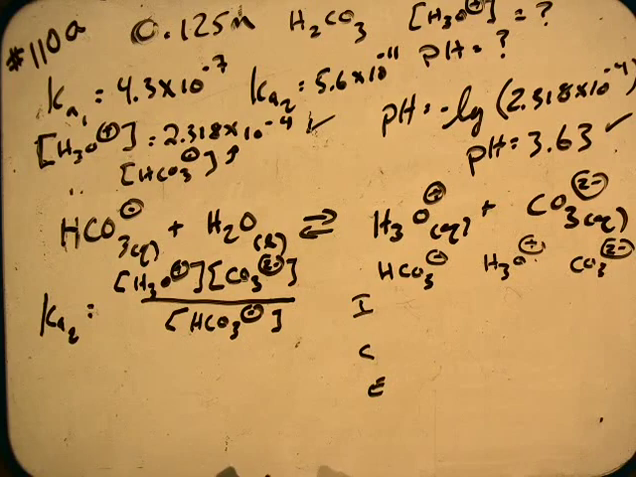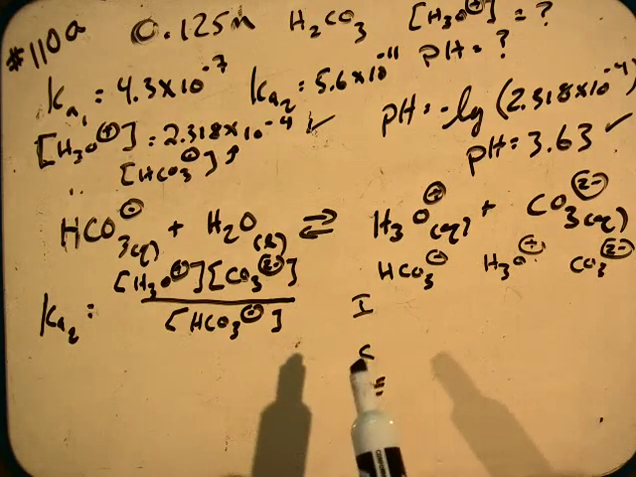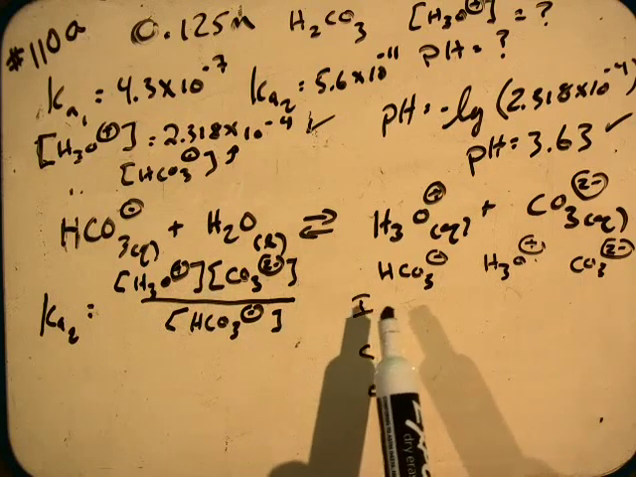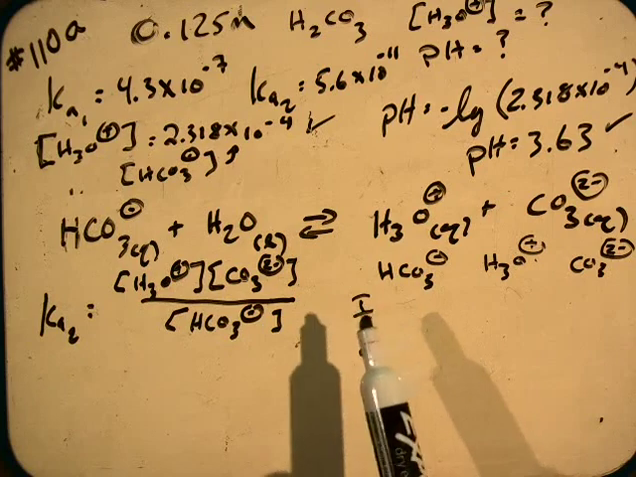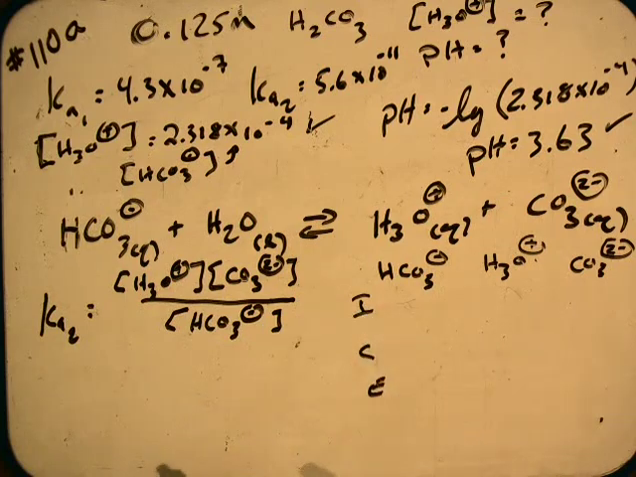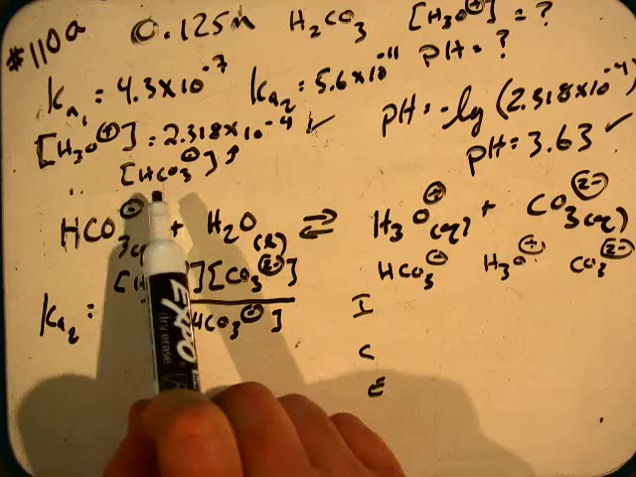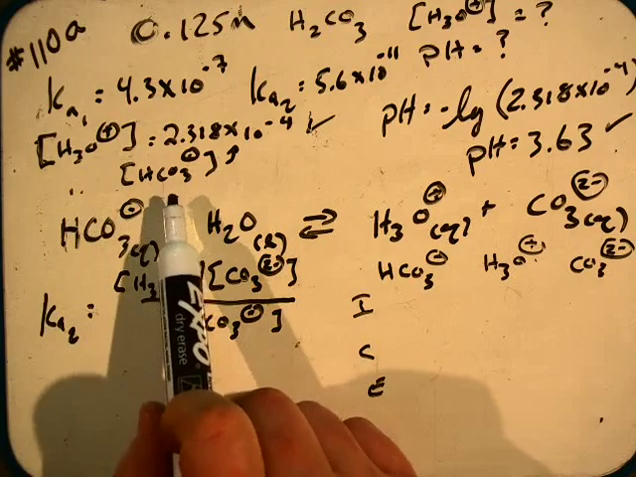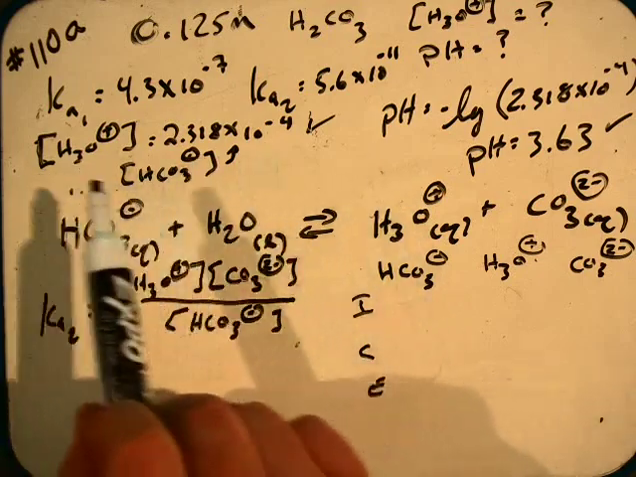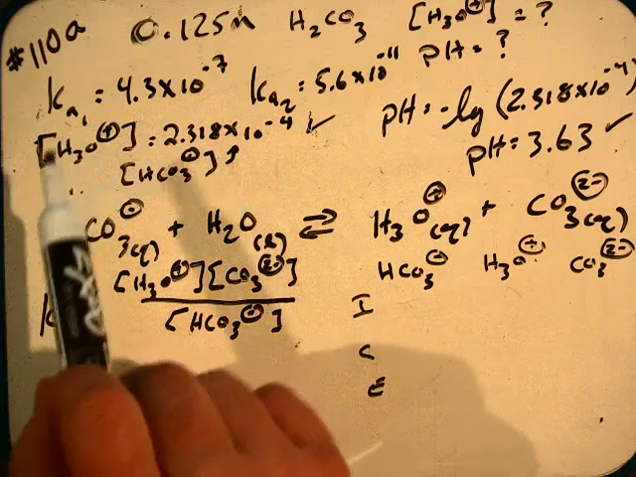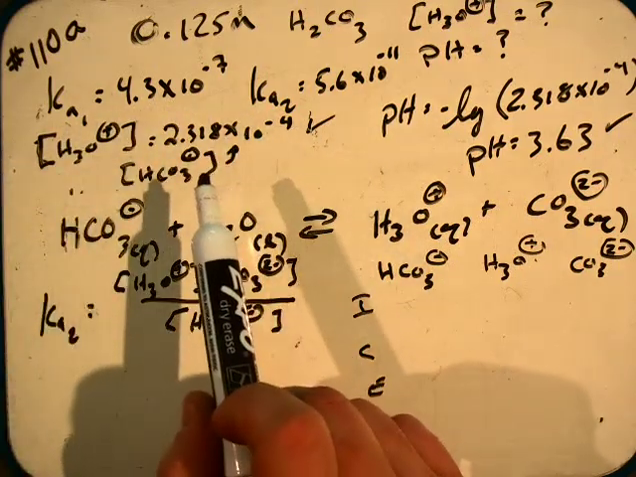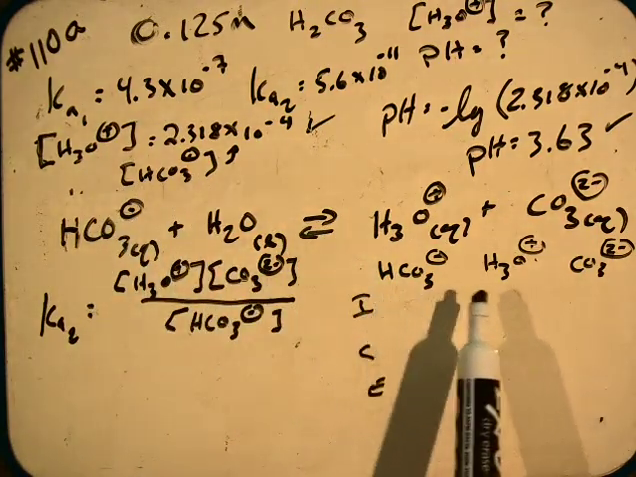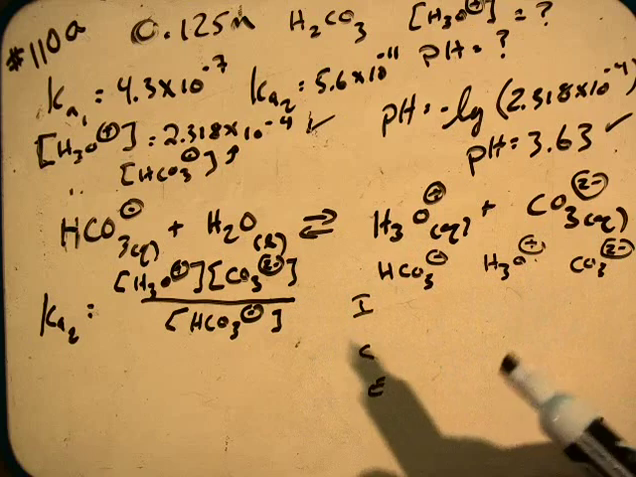But now what to fill in for our ice table? What we have to realize is that since this is the second step, the initial conditions are going to be a result of the first step. And so this is where it becomes important to realize that the change for H3O+ is equal to the bicarbonate. Really we have two initial concentrations because these are the concentrations that we arrived at the equilibrium for the first step. As such, they are now the initial concentrations for the second equilibrium step.